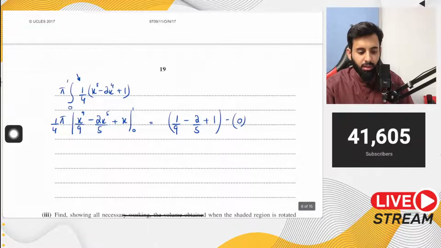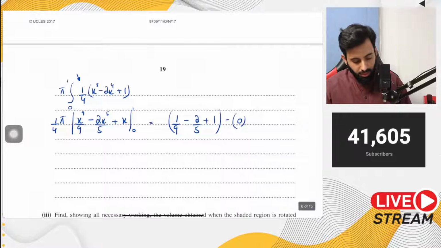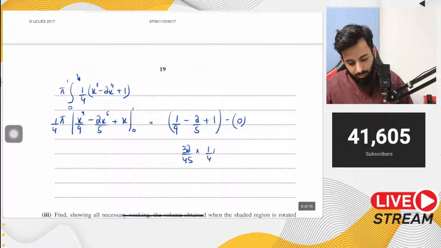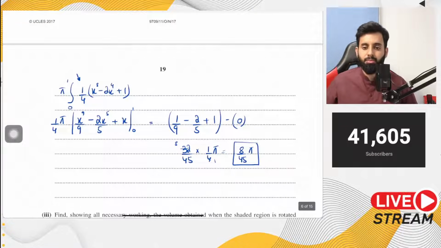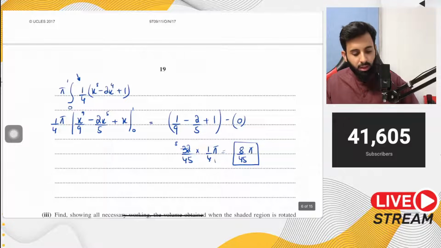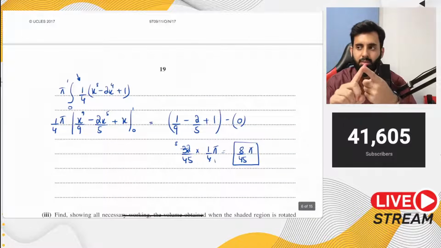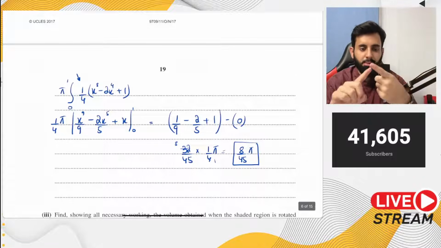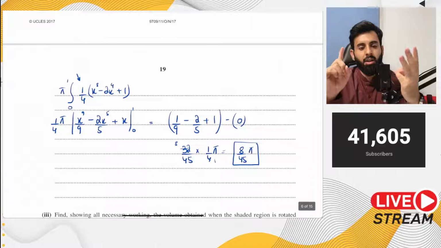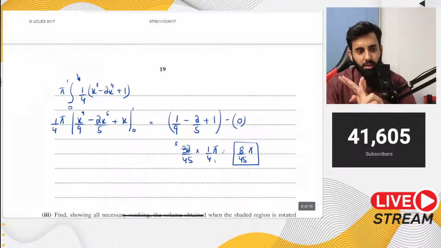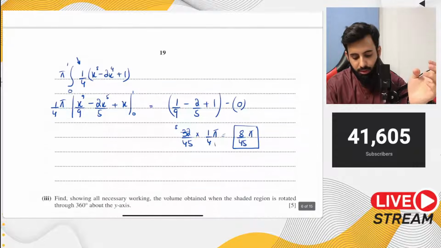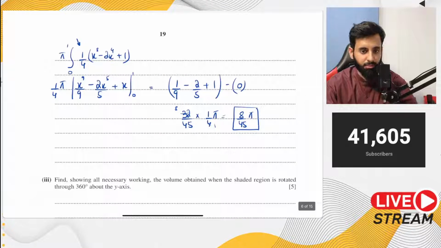So let's work this out. 1 divided by 9 minus 2 upon 5 plus 1. So here we are. We're looking at 32 upon 45, which, don't forget, gets multiplied by 1 upon 4 pi. So 4 1s are 4, 4 8s are 32. So now we're looking at 8 upon 45 pi. And there you go. That's your answer. So if we summarize what we have done, number 1, made y the subject. Thankfully, it was already the subject. Squared it, integrated it within the limits, whatever the limits were, and then multiplied it by pi. These are the 4 steps that you need to follow if you want to find out the volume by rotation.